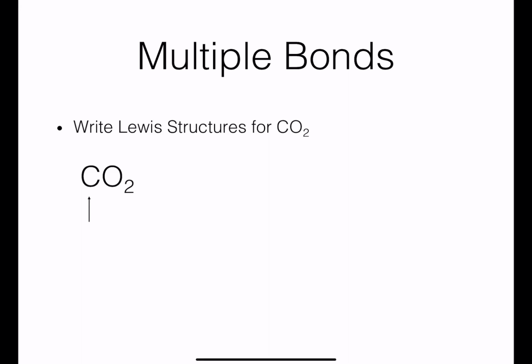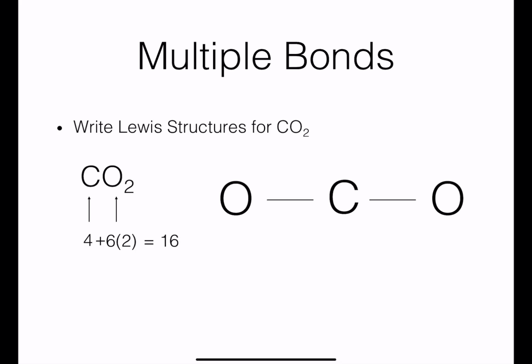So we want to start by identifying the number of electrons that they contribute to the overall compound. Carbon is in column 4, it contributes 4. Oxygen is in column 6, it contributes 6, and there are 2 of them. This gives me a total of 16. Now we're going to put the oxygens around the outside because we always put the more electronegative element on the outside of the compound. And then we're going to bond them.